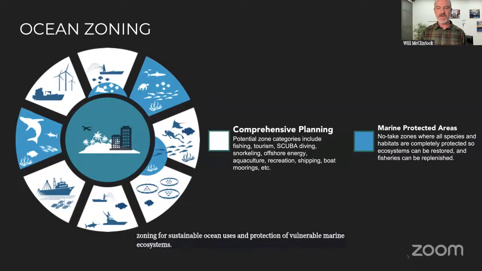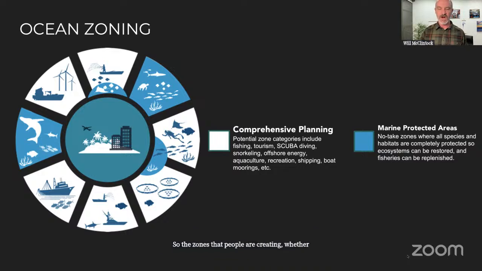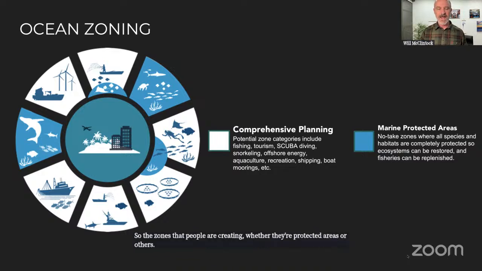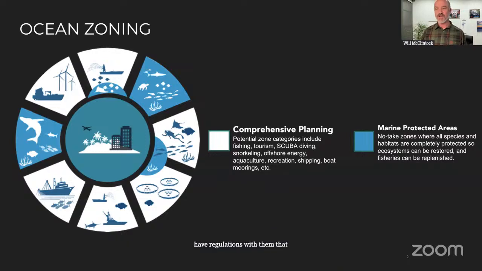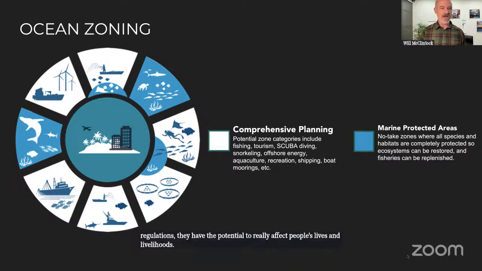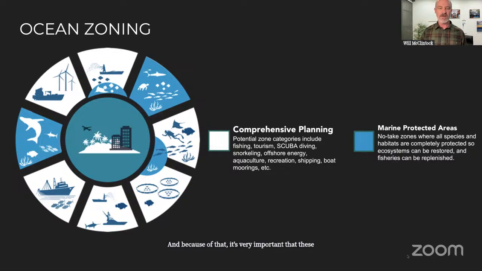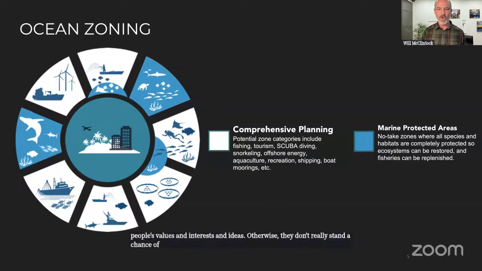So the zones that people are creating, whether they're protected areas or others, have regulations with them that limit or altogether prohibit activities within those zones, right? And because they have these regulations, they have the potential to really affect people's lives and livelihoods. And because of that, it's very important that these zones incorporate people's values and interests and ideas. Otherwise, they don't really stand a chance of working.